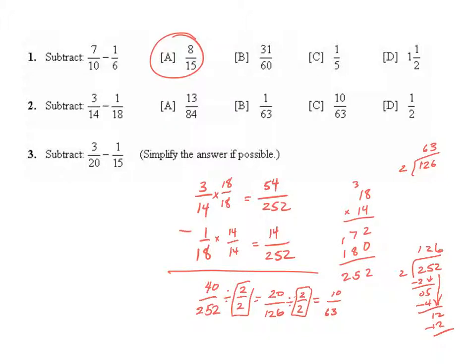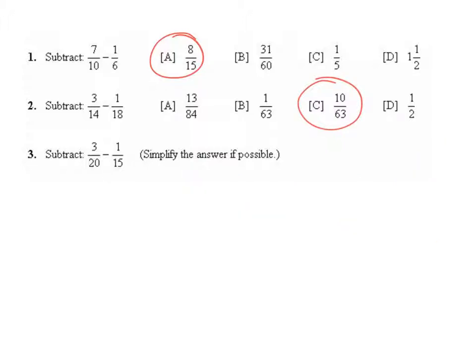And now we're going to look for any more common factors of 10 and 63. The only factors of 10 are 1 and 10, and 2 and 5. And 1 is the only common factor, so we have our simplest form, which is answer choice C. And question number 3 is 3/20 minus 1/15.